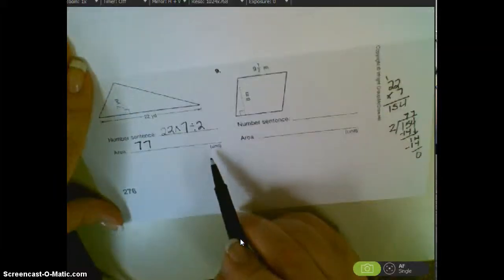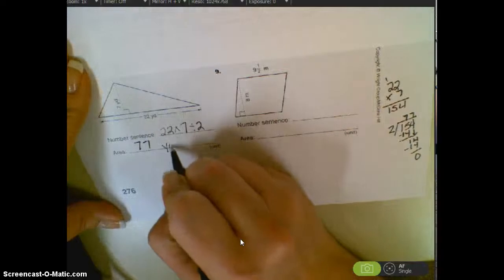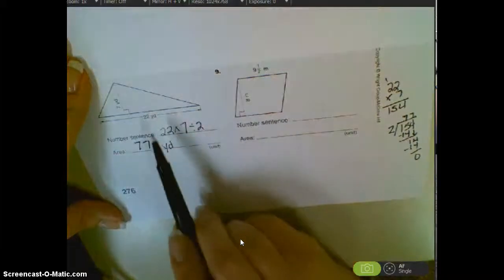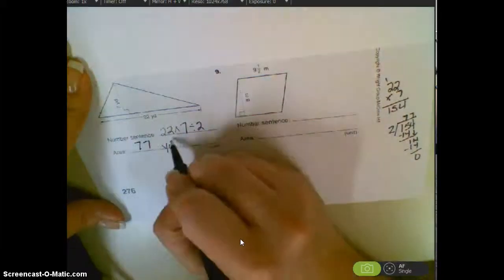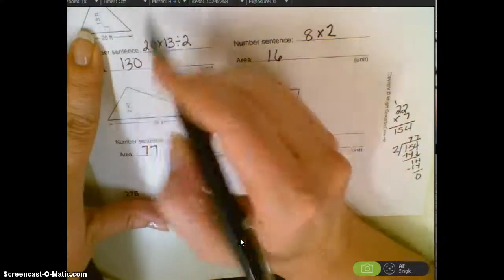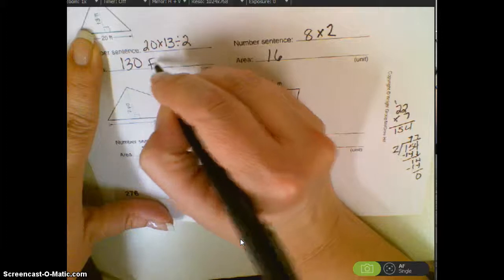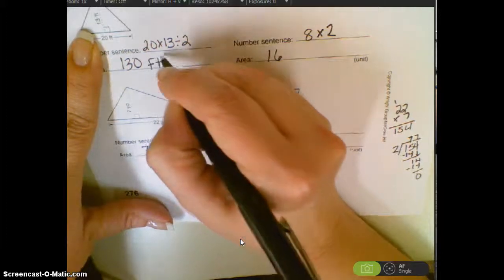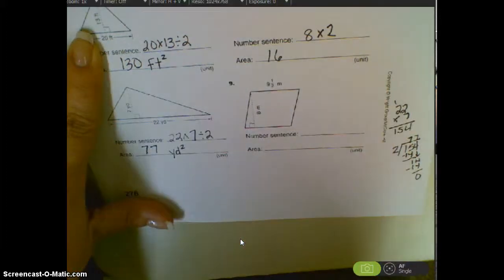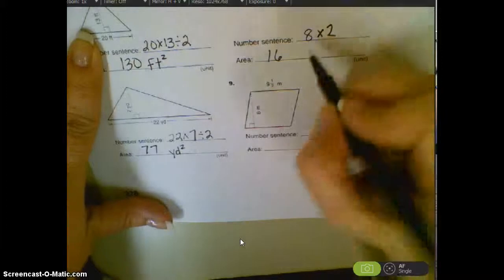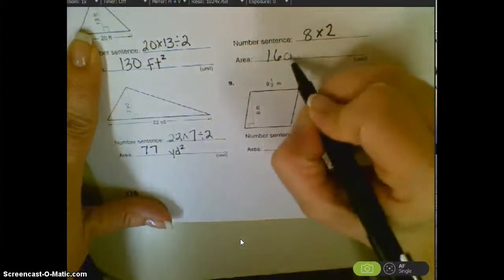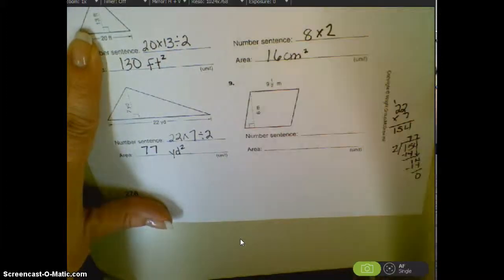And we better write our unit in here. In this case, our unit is yards. And since we did a yard times a yard, we want to express it as yards squared. I'm going to look up here and check this one as well. This one, I didn't write the unit and I needed to. We would say that one is feet, and since I did feet times feet, that one needs to be feet squared, and this one should have been centimeters squared.